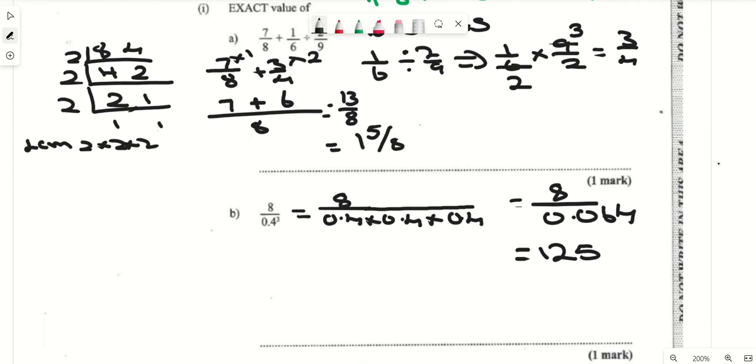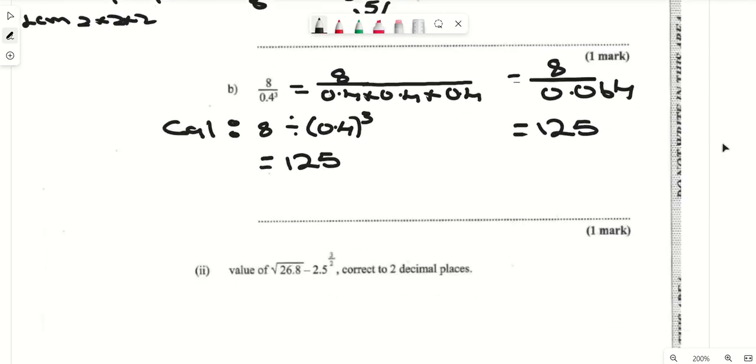However, you could use the calculator. You're going to put 8 divided by open bracket 0.4 to the third power. Just look for x3, and that would be to the power of 3. So if I put 8 divided by open bracket 0.4 close bracket to the power 3, I am going to get the same answer, which is 125. So you can use a calculator to get this. Okay, so those are the two methods.